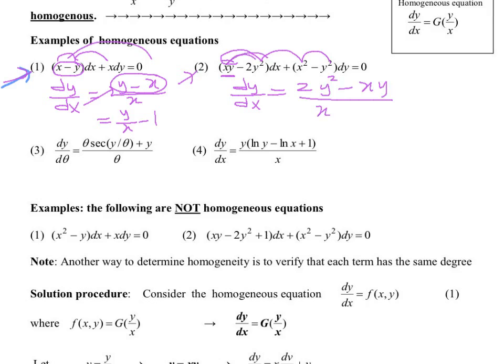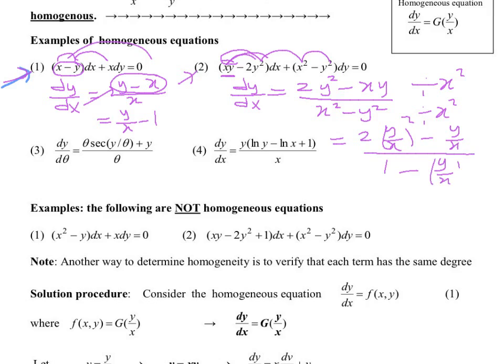You can change the sign of the numerator or denominator if you are transferring to the other side. If you divide by x squared, you are going to have 2 y divided by x squared minus y divided by x, divided by 1 minus y divided by x squared, which is a function of y over x on the right hand side. So it's homogeneous. Number 3 is also a very clear case of homogeneity because of the secant also.